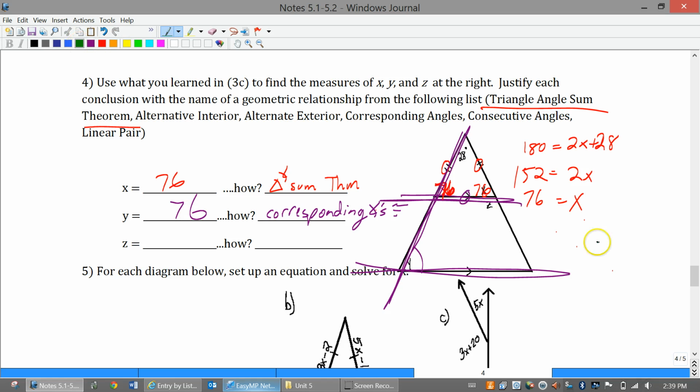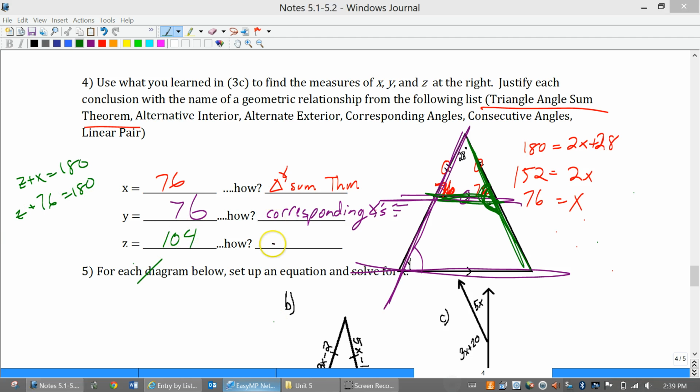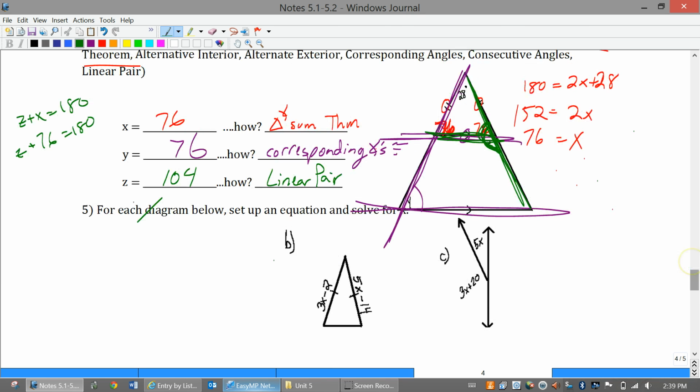And then again, on z, right there, you can see that that's a linear pair. Okay? So z plus x add up to 180. X was 76, so z is 104. Linear pair. Okay? Go ahead and get to work on the rest.